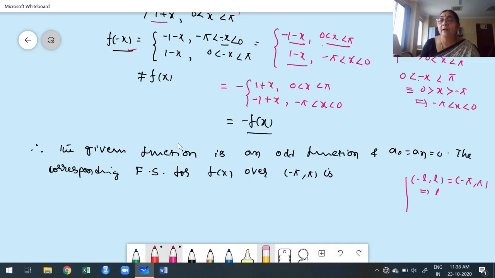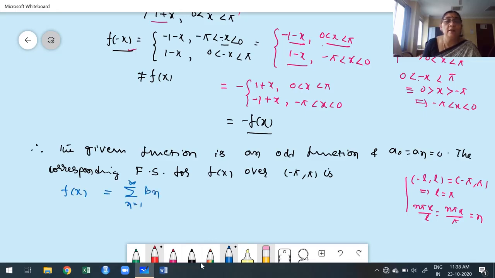We get immediately the value of L. Upper limit is pi. Now, what is n pi x by L? Once you substitute the value of L, pi cancels, and we get nx. Next I have to write my Fourier series. The Fourier series for this is f of x equals summation n ranging from 1 to infinity bn sin nx.